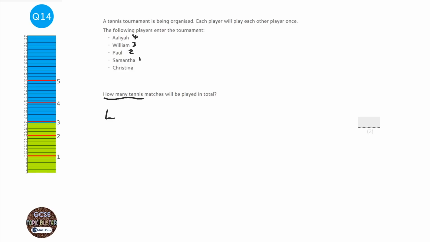So we've got the 4 matches Aliyah's going to play, 3 matches that William's going to play, not counting the one we've already counted from Aliyah, plus the 2 Paul's going to play, plus the other one that Samantha's going to play. So 4 plus 3 is 7, plus 2 is 9, plus 1 is 10. So in total, there are 10 different matches going to be played.